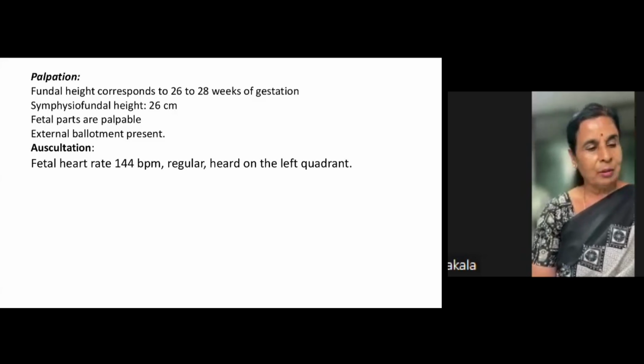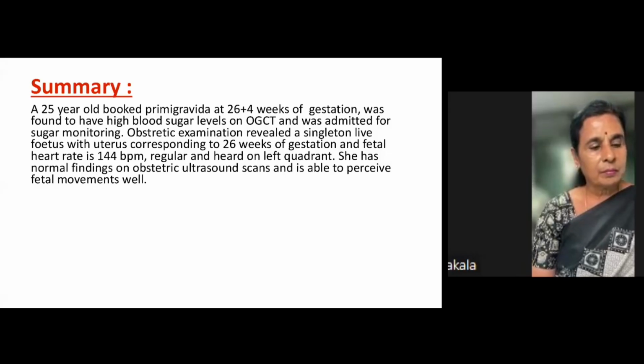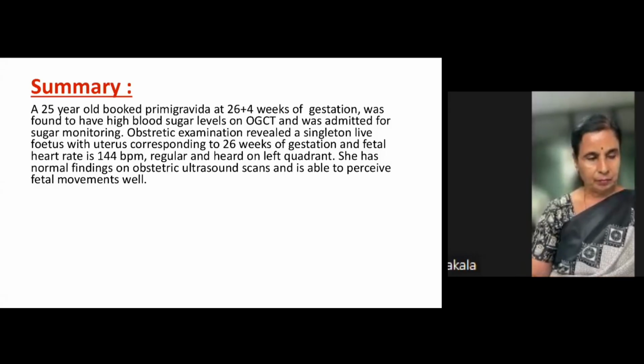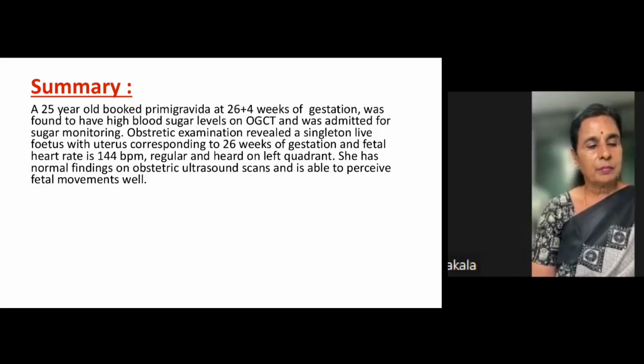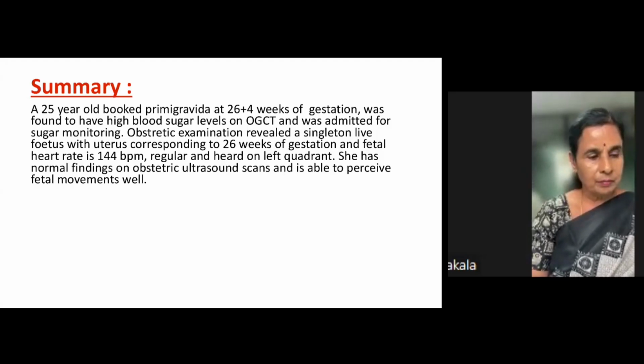Summarize the case. So summary: a 25-year-old booked primary gravida at 26 plus 4 weeks of gestation was found to have high blood sugar levels on OGCT and was admitted for sugar monitoring. Obstetric examination revealed a singleton live fetus with uterus corresponding to 26 weeks of gestation, and fetal heart rate is 144 beats per minute, regular and heard on the left quadrant. She has normal findings on obstetric ultrasound scans and is able to perceive fetal movements well.